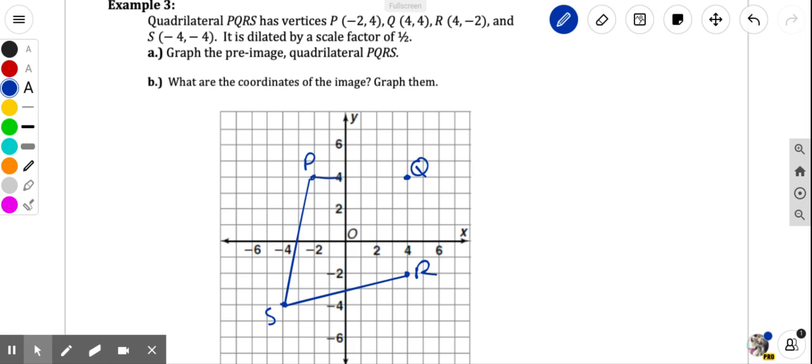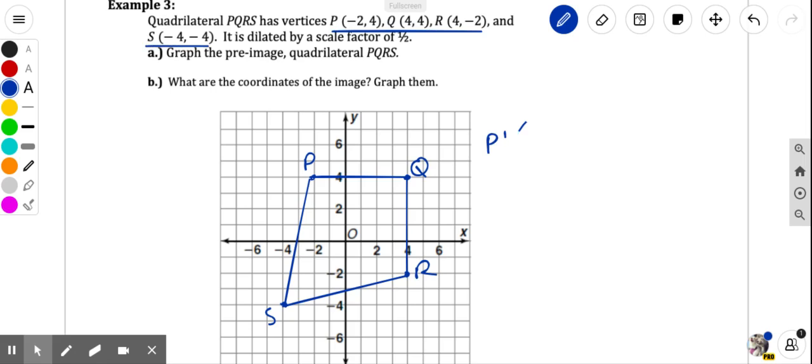And then you want to use a ruler, which you should all have, either that I gave you or you purchased. Use a ruler to connect them with a nice, neat line. Okay, so it says it's dilated by a scale factor of 1/2. So that means that we're going to multiply all of these points by a half or divide by 2.